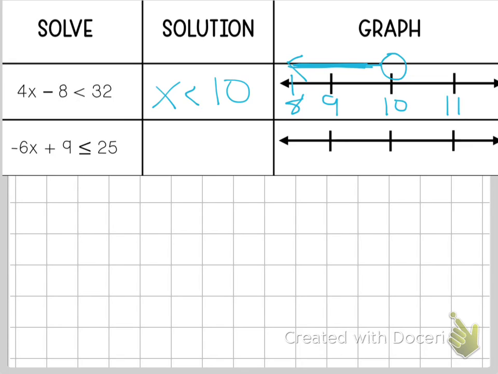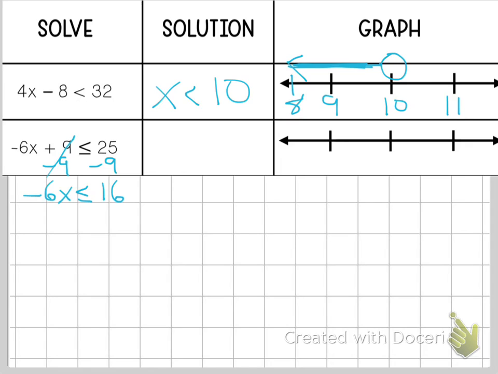Now looking at the second inequality here, negative 6x plus 9 is less than or equal to 25. I started the same way by canceling out my addition of 9. So the inverse of adding 9 is subtracting 9, and I have to do it to both sides of the inequality. So positive 9 and negative 9 cancel each other out, and 25 minus 9 simplifies to 16. So that leaves us with negative 6x is less than or equal to 16.